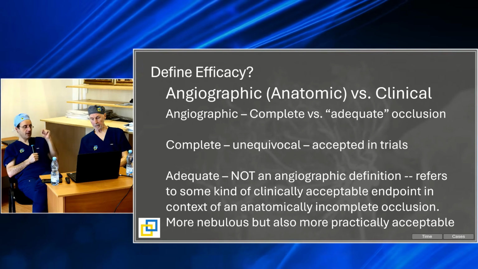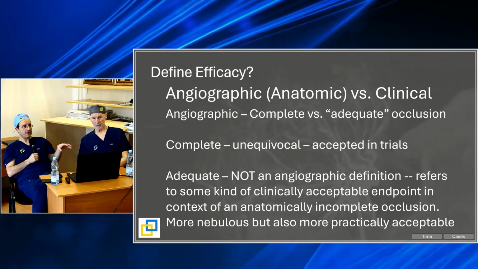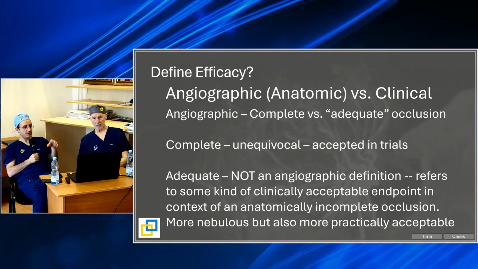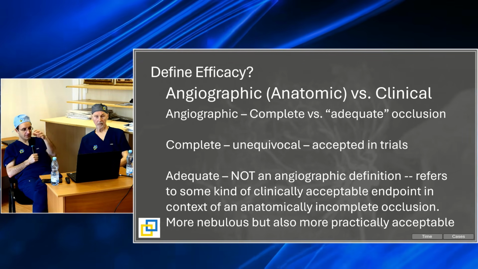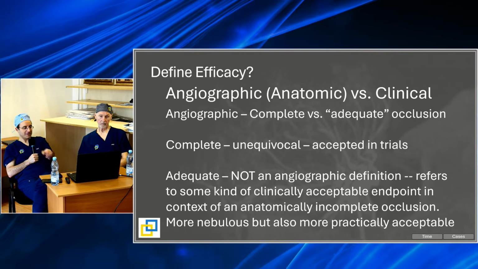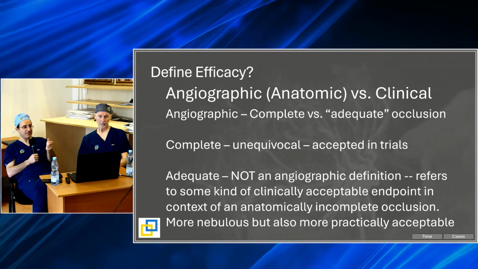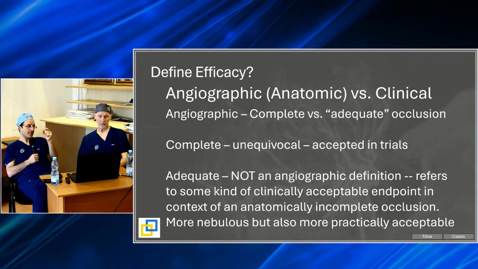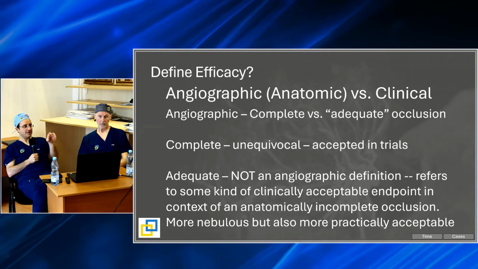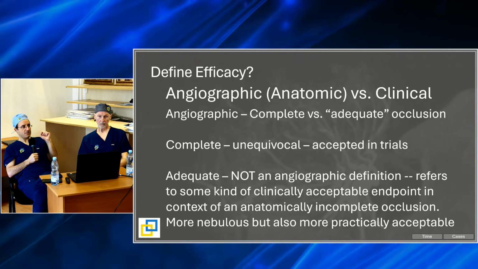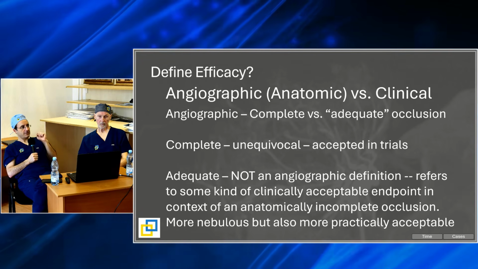Complete is how you go with trials. If you're going to design a trial, usually the FDA will require a core lab to adjudicate it as complete versus incomplete. If there's any remnant, it's considered incomplete. Now, why? Because adequate occlusion, when we talk about adequate, just think for a second what that means.